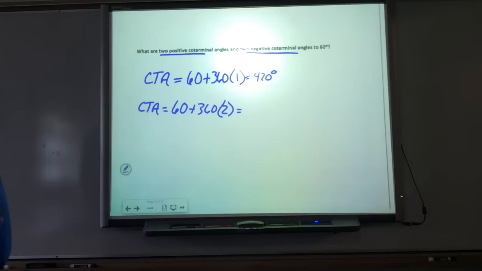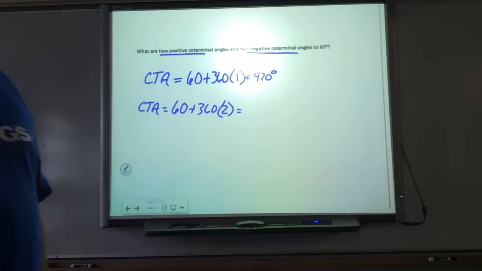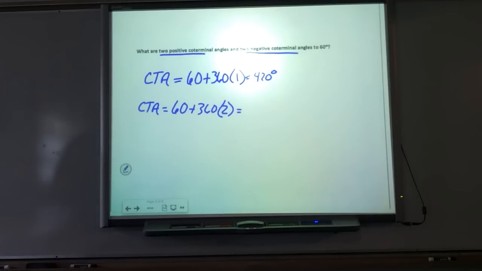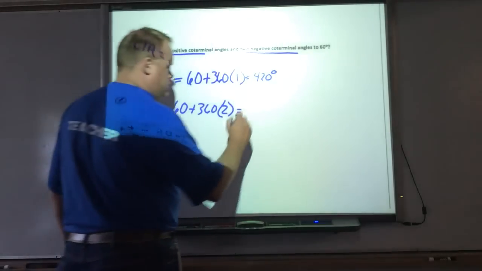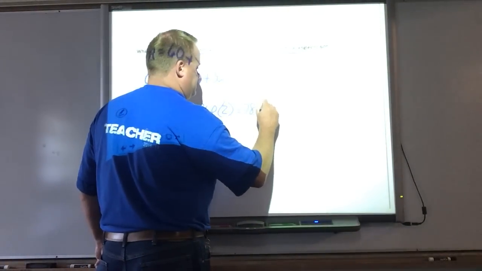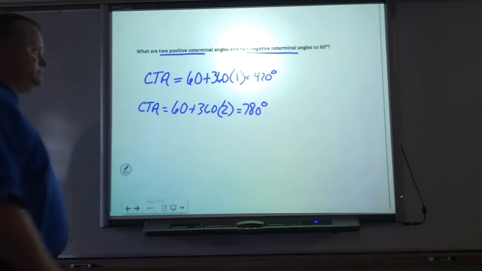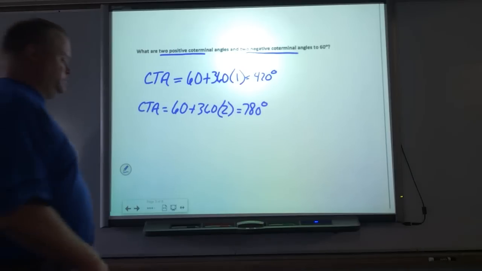Well, now in the calculator, 360 times 2 plus 60. Well, what is that going to give me? Well, in the calculator, that's going to tell me that's 780 degrees. Okay, so that's for two positives.